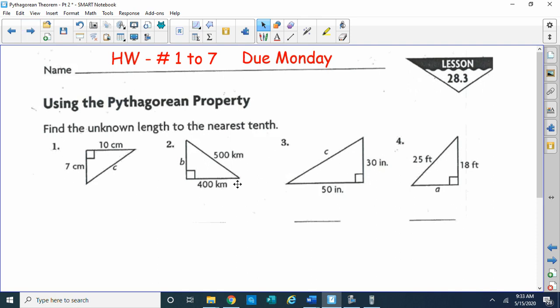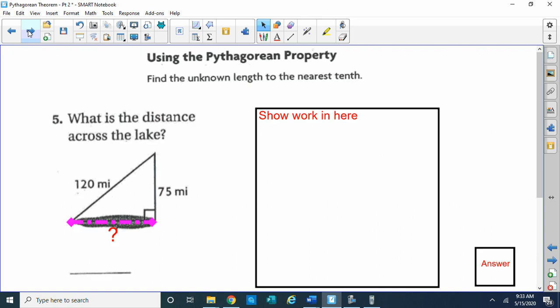I only see 1 to 4, so that means there must be some more on the bottom down there. So let's take a look at one of those from the bottom. I put a few word problems in there for you to do. So find the unknown length to the nearest tenth using the Pythagorean theorem. So what's the distance across the lake?